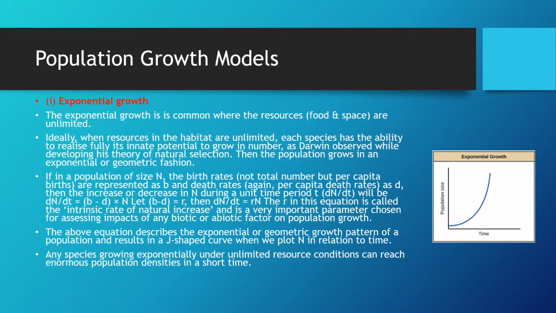The r in this equation is called the intrinsic rate of natural increase and is a very important parameter chosen for assessing impacts of any biotic or abiotic factor on population growth. The above equation describes exponential or geometric growth pattern of a population and results in a J-shaped curve when we plot N in relation to time. This type of growth can be seen in laboratory conditions.